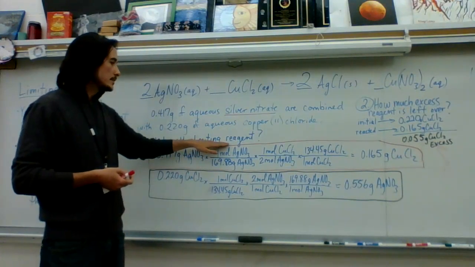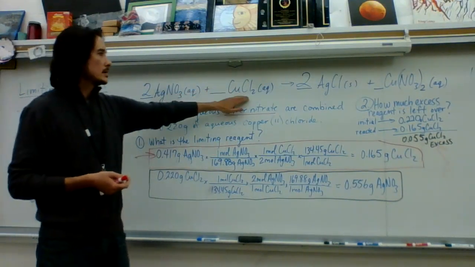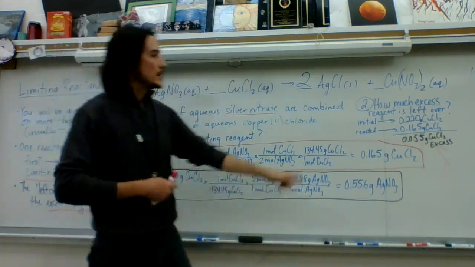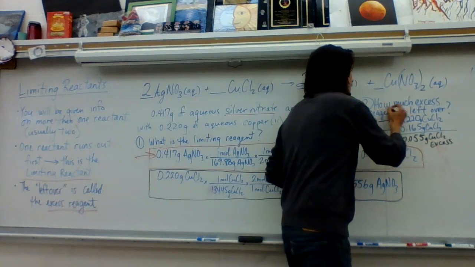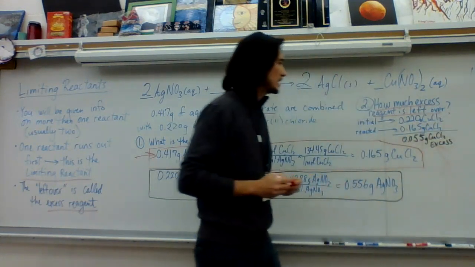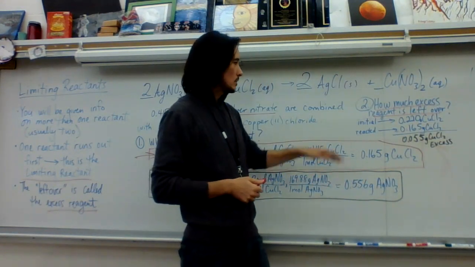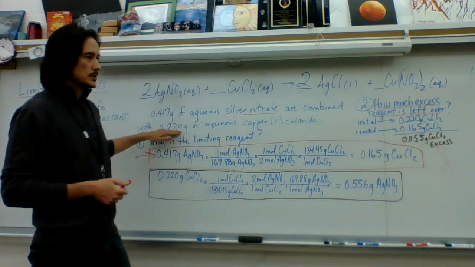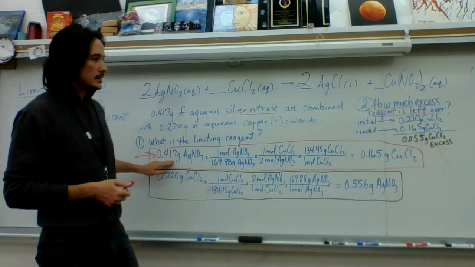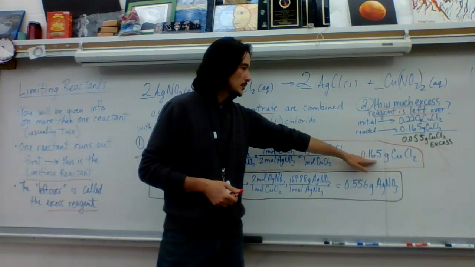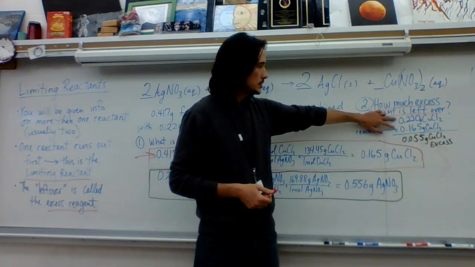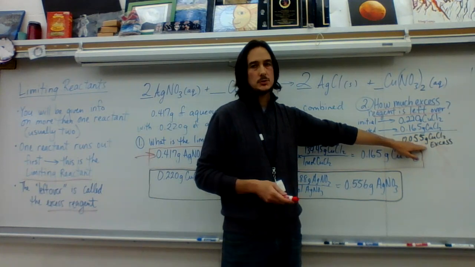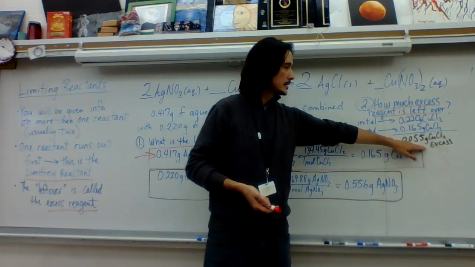Make sure when you're answering limiting reagent questions, you always pick something on the reactant side. Sometimes people pick a product, but no, it's a reactant. Then question number 2: how much excess reagent is left over? So we started with 0.220 grams of copper 2 chloride. That was in the problem. We calculated that the silver nitrate would react with 0.165 grams. So we just subtract. There's going to be 0.055 grams of copper 2 chloride that do not react. That's left over.